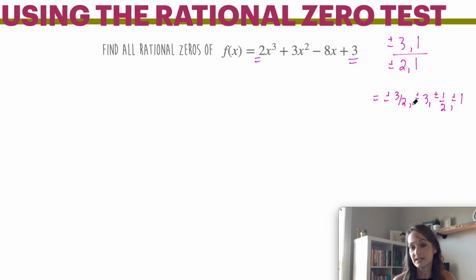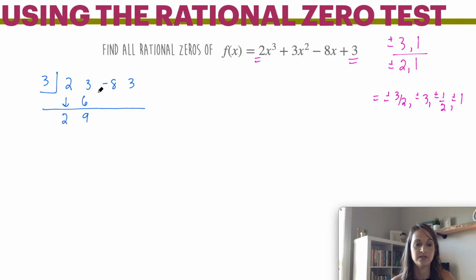I always like to start with a whole number or an integer instead of a fraction. So I'm going to go ahead and start with 3, and let's just see if it works. The coefficients are 2, 3, negative 8, and 3. Bring down my 2, multiply, I get 6. 3 plus 6 is 9. 3 times 9 is 27. Okay, this is getting really big, so this is probably not going to work. That will give you 19. 3 times 19 is going to be 57. Okay, so that doesn't work.